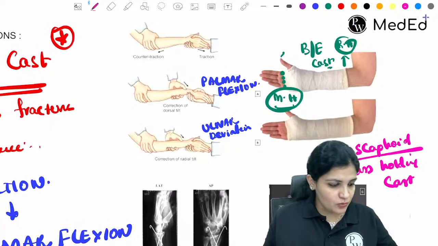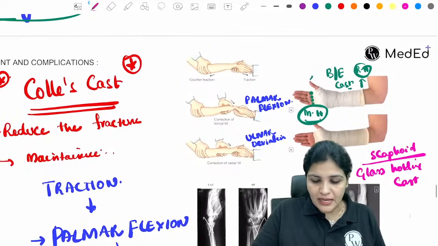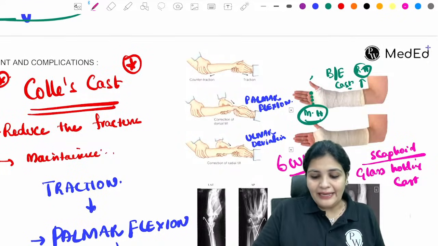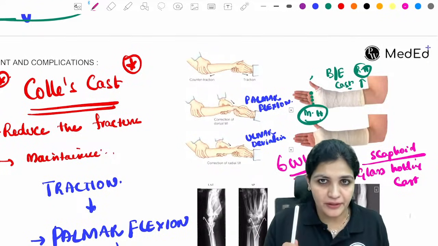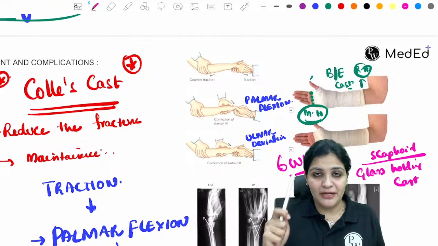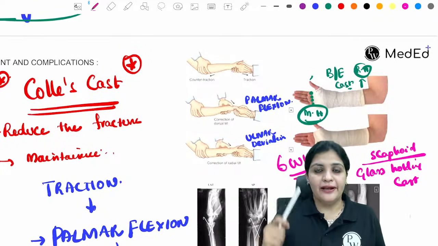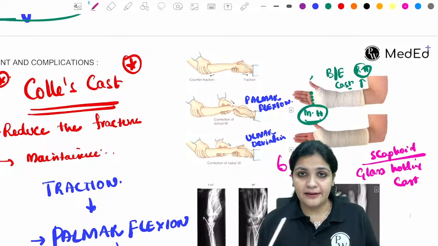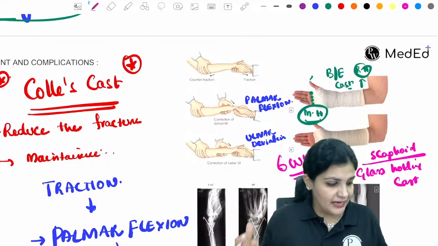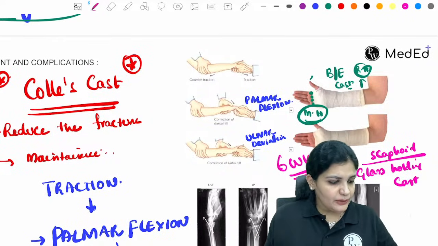How many weeks are you going to put this? You're going to put this up to 6 weeks. Again, fracture healing is very important. I told you 3 weeks because it becomes sticky, and 6 weeks is where it forms the hard callus, right? It is the process where the hard callus is formed.